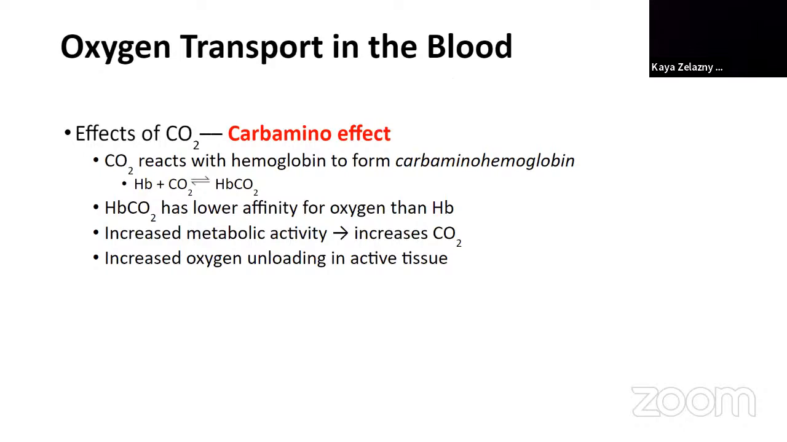The next does relate to carbon dioxide, but we're actually still talking about effects on this oxygen curve. So the presence of carbon dioxide itself actually has an effect on the affinity of hemoglobin for oxygen. Carbon dioxide can bind onto hemoglobin. It doesn't bind at that same site, at that heme group where the oxygen does, but it can bind on nevertheless. When it does, it produces something called carbaminohemoglobin.